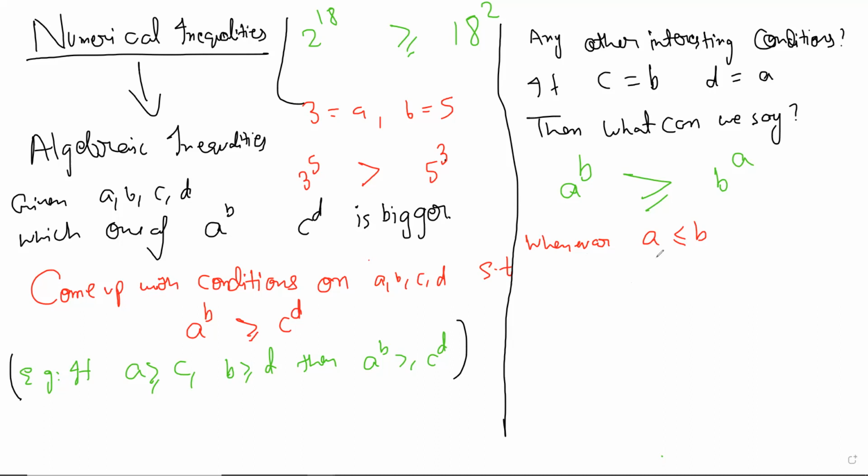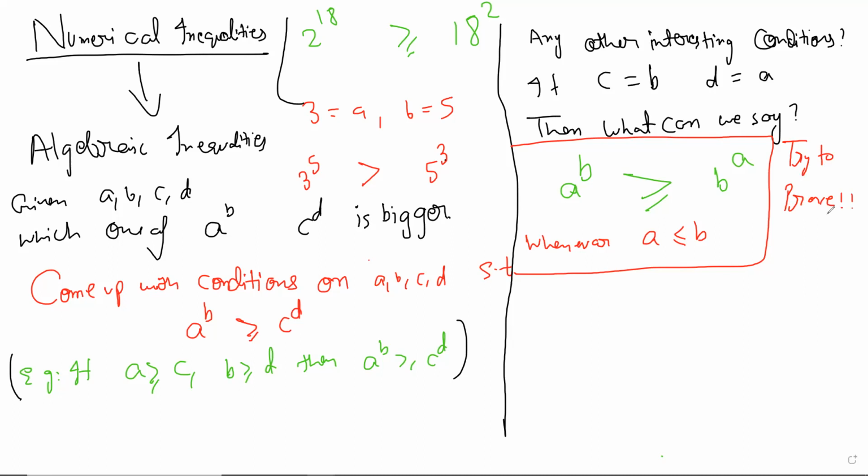Obviously, you will need a less than b, because if you reverse it, then it becomes b less than a, so it's the opposite thing. So this is the conjecture. Try to prove it. Try this for homework. I don't know if this is easy or not.